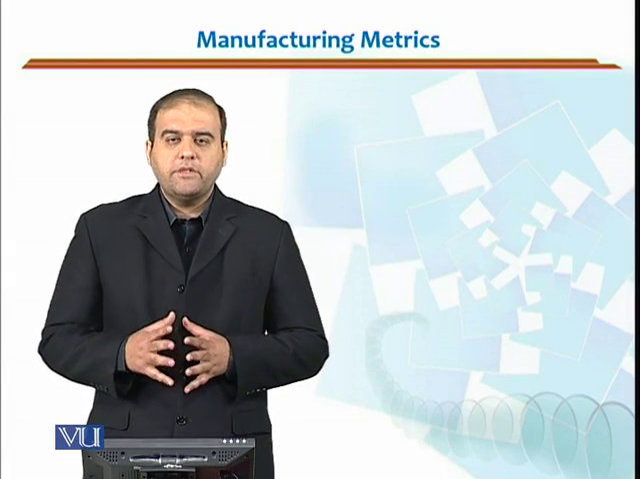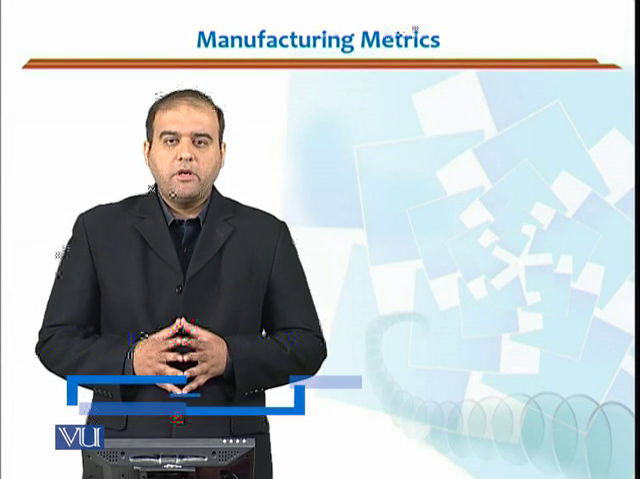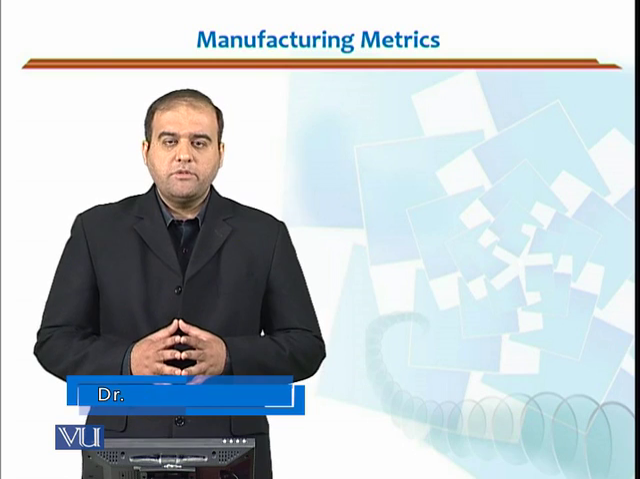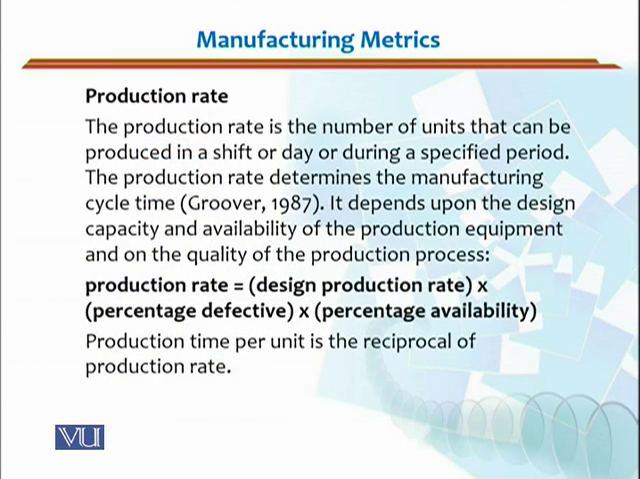Students, now let us talk about the manufacturing metrics. We have talked about system level internal metrics. This is one of them, and it actually measures the internal performance, manufacturing performance of an organization. The first metric in terms of manufacturing would be the production rate.